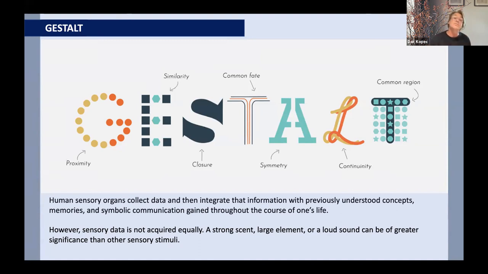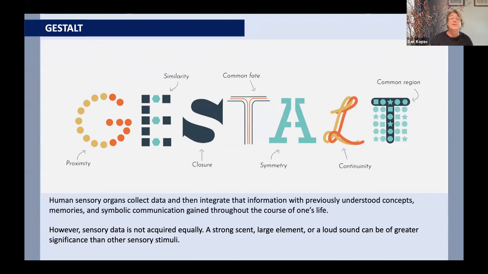That's where the law of similarity comes in, because when things appear to be similar to each other, we'll start to group them together. So maybe if there's a police academy next to a school, then it's a natural logical progression to move into law enforcement. The next one is the law of closure.